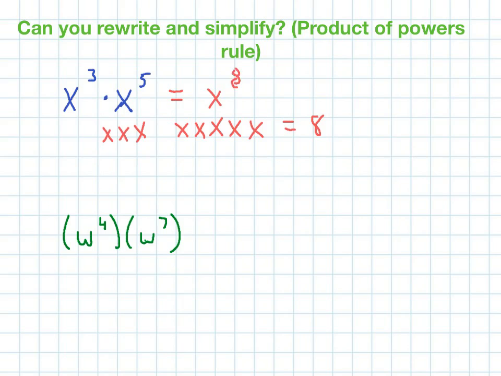Let's try one more time. Here I want to take what I've got again and I want to expand. So I've got w to the fourth, and then I've got w to the seventh. If I think about how many I've got in total, I have 11. So w to the fourth power times w to the seventh power equals w to the 11th power. Now I'm going to let you practice this.